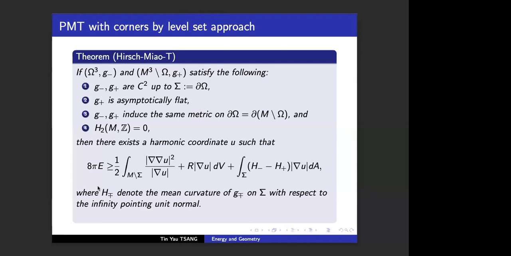So g minus and g plus are C2 up to the boundary. Outside g plus is asymptotically flat, while g minus and g plus induce the same metric on the boundary. So the metric is Lipschitz, but the scalar curvature cannot be defined on the boundary. It's only Lipschitz. That's why Miao and Shi have shown that the difference of the mean curvature symbolizes the positivity of the scalar curvature. Okay, so this is the first part.